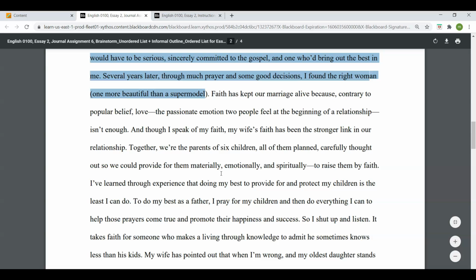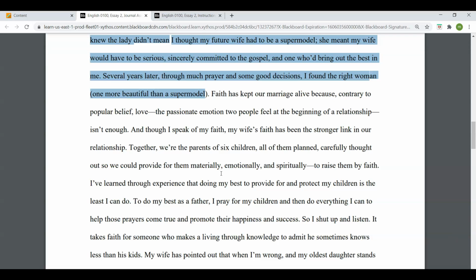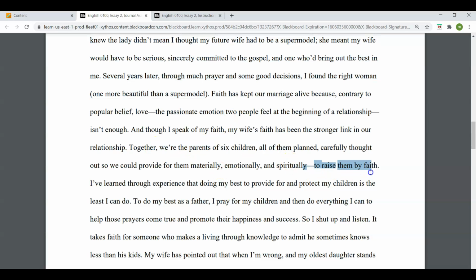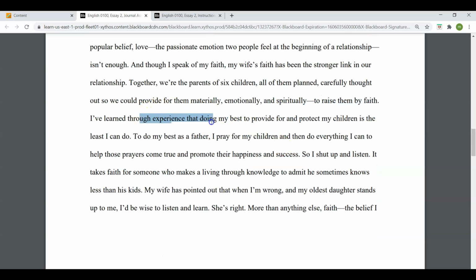Again, let stories go. Now, if someone asks you to write a story, then do it. Or write a narrative essay. But I didn't ask you to do that. So some things you just say, this is what I do. We're parents and we raise them by faith. And I do my best to provide for them. And I pray for my children. And I do everything I can to help those prayers come true. So I shut up and listen. None of that is a story. I'm not telling you a story. I'm telling you what I do on a daily basis, on a weekly basis, on a monthly basis, and on a yearly basis. So it doesn't always have to be a story.